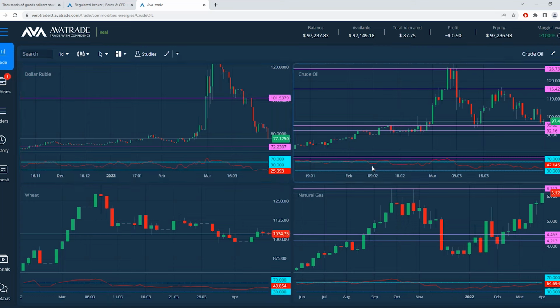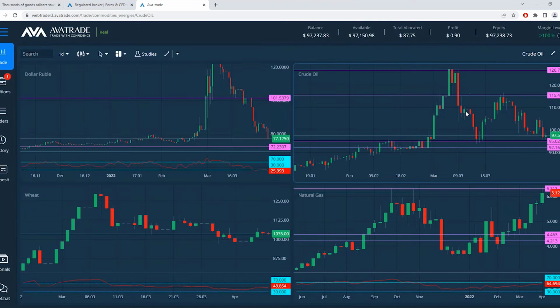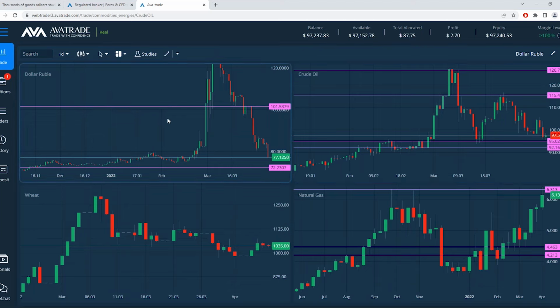Good question. And you could put any number of studies. And so I can go back if I want to remove this, remove, save, and now it came off. And if I want to remove it from all the charts, it just applied the settings from this chart to these charts. Okay? Very cool features, and thank you for asking that.